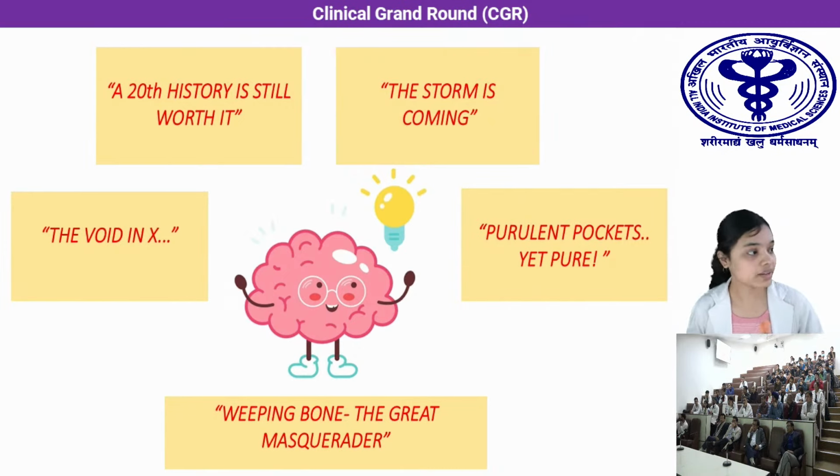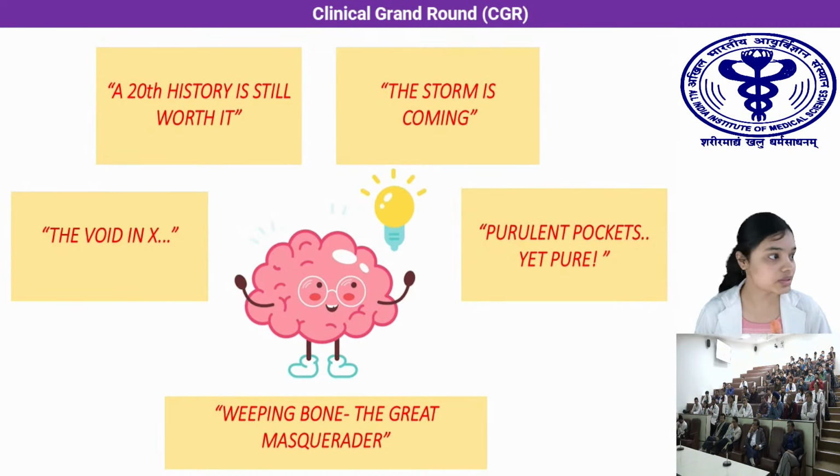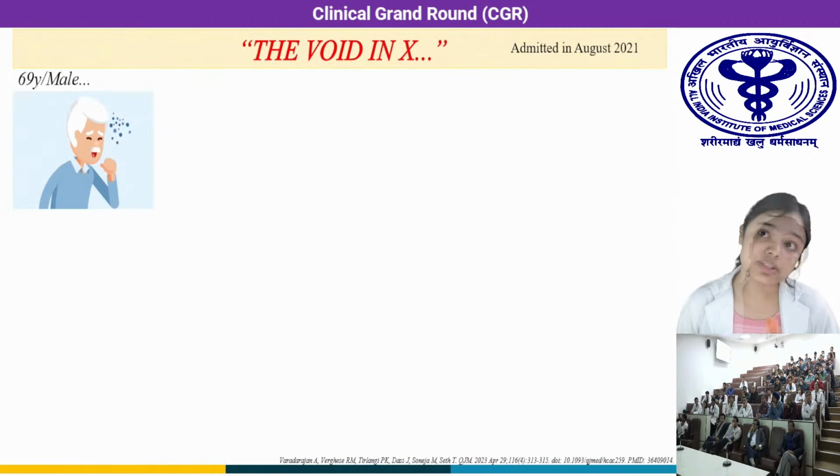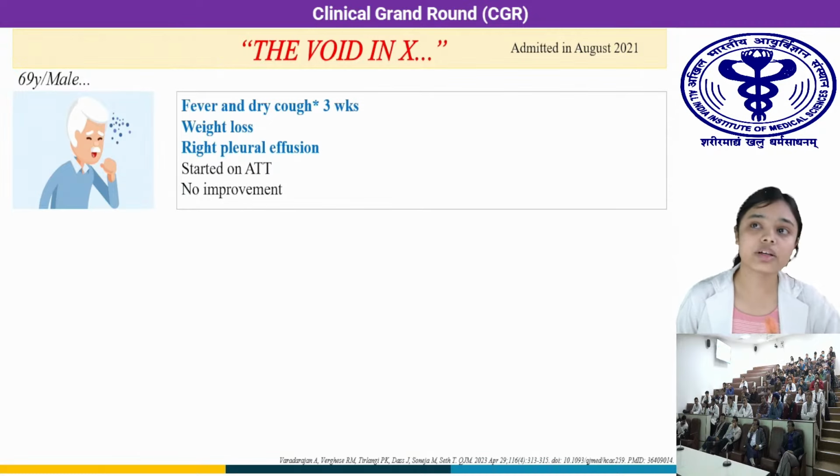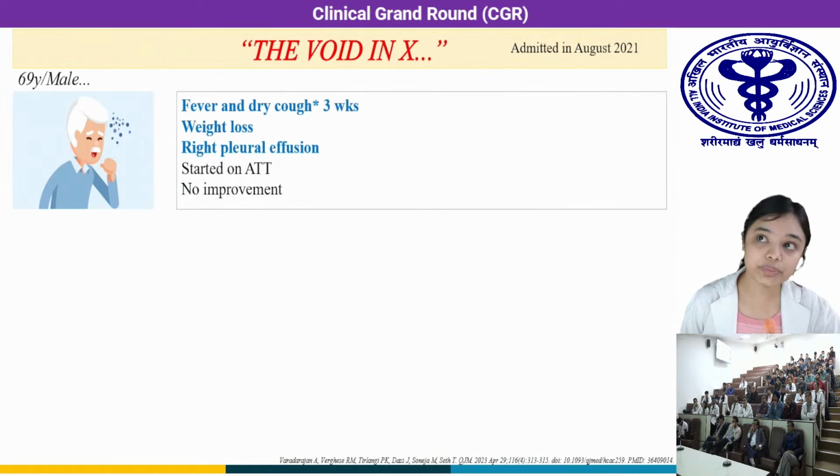So now I'll be giving a snapshot of a few interesting cases from our departmental cohort of autoinflammatory disorders. So without much delay, let's delve into the first case. He was a 69-year-old male who had fever, dry cough, weight loss. He was found to have right pleural effusion, for which he was started on ATT in an outside hospital. However, there was no improvement.